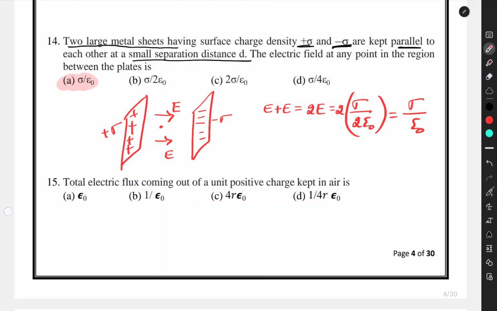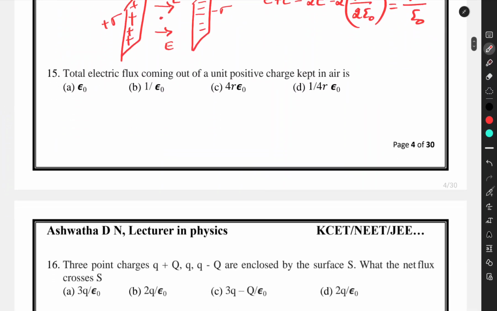Next, moving on to question number 15. What is the total electric flux coming out of a unit positive charge? Unit positive charge means q value is 1. So phi is equal to q by epsilon naught, called Gauss law. If q value is 1, it is 1 divided by epsilon naught, so option B is the correct answer.